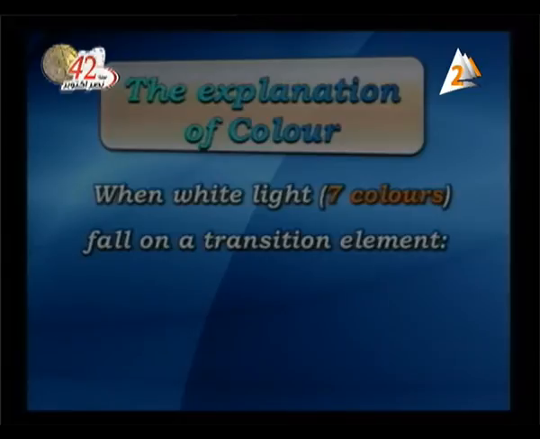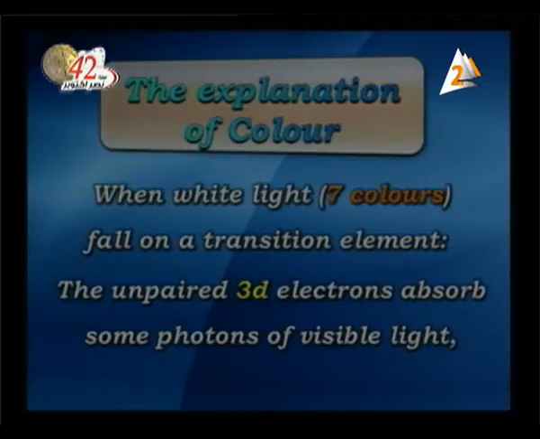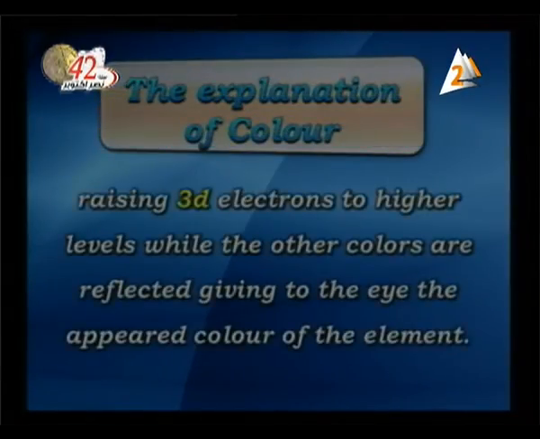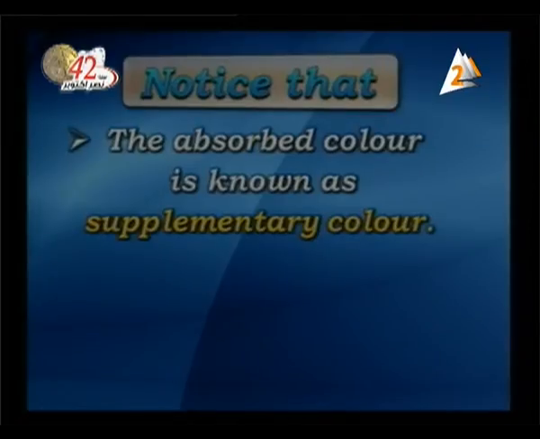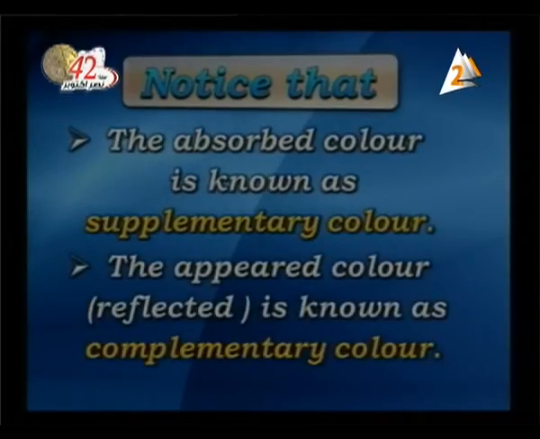When white light, which is the 7 colors of the spectrum, falls on a transition element, we find that the unpaired electrons in the 3d sublevel absorb some photons of visible light. That means these electrons are raised to higher levels while the other colors are reflected, giving the eye the apparent color of the element. My dear students, notice that the absorbed color is known as the supplementary color, while the apparent color, which is the reflected color, is known as the complementary color.